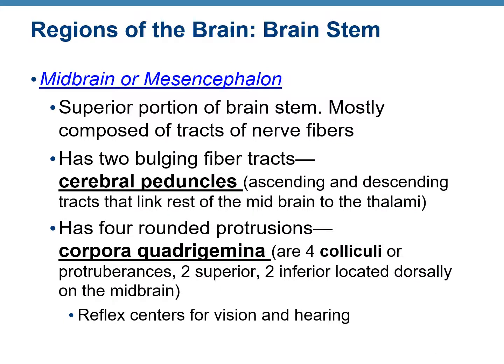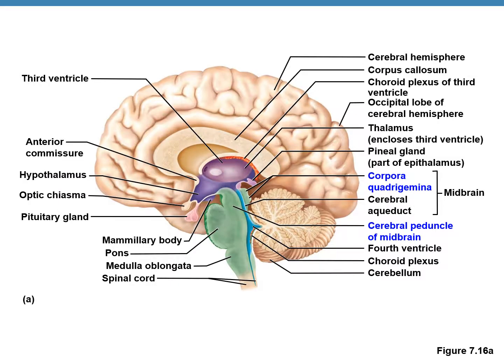The most superior portion of the brain stem is the midbrain or the mesencephalon. This is mainly made up of nerve fibers. There are two bulging fiber tracts which are known as the cerebral peduncles. These are the ascending and the descending tracts that link the thalamus to the midbrain. Dorsally, there are four rounded protrusions known as the corpora quadrigemina. So there are four protuberances or colliculi, two superior colliculi and two inferior colliculi. These are reflex centers for vision and hearing. This figure shows corpora quadrigemina and cerebral peduncles.